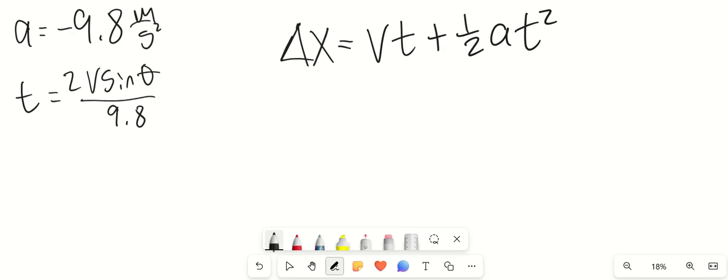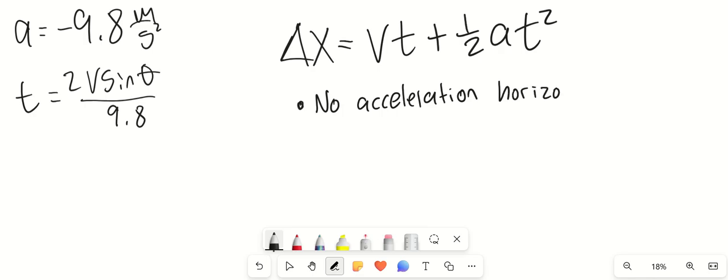Okay, some key things to note. There's no acceleration. So I have no acceleration in my x direction. In that horizontal direction, my range has no acceleration on it. So no acceleration horizontally, but I do have acceleration in my vertical component. So we're going to put acceleration.